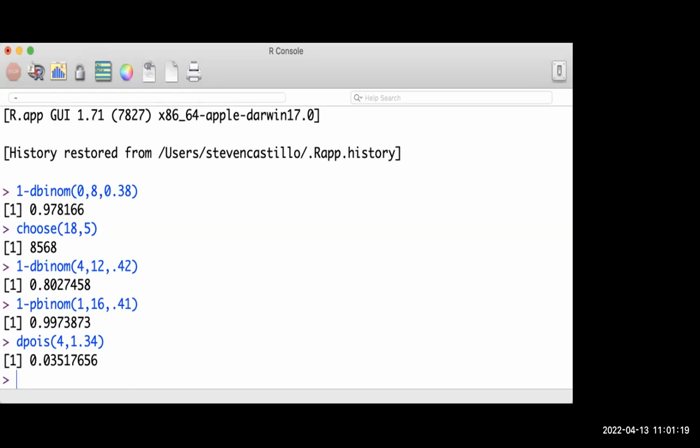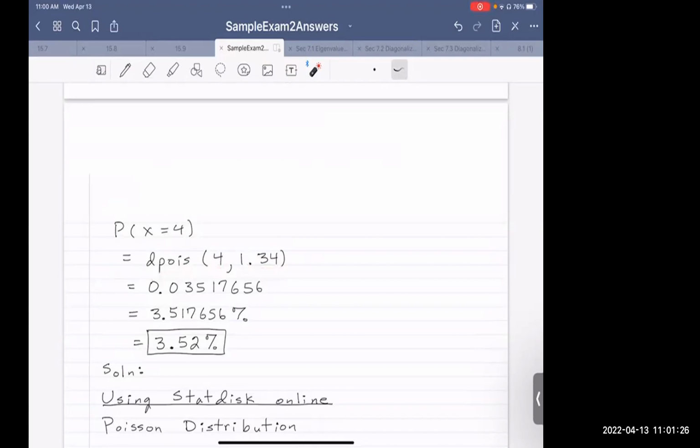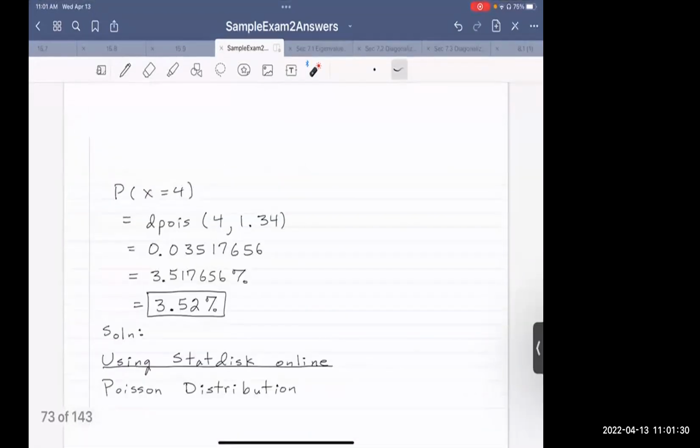And so I get 0.0351766. And so let me type that into my iPad. And so I have here 0.0351766. Let me move my decimal place 2 places to the right. So 3.51766%. Let's round to the nearest hundredth of a percent, so 3.52%.